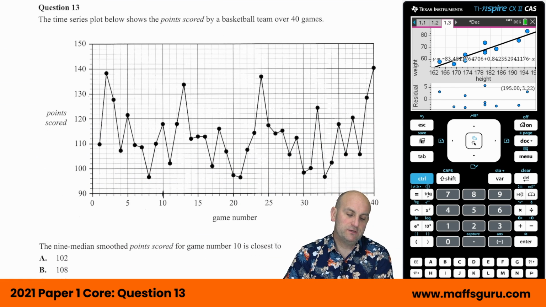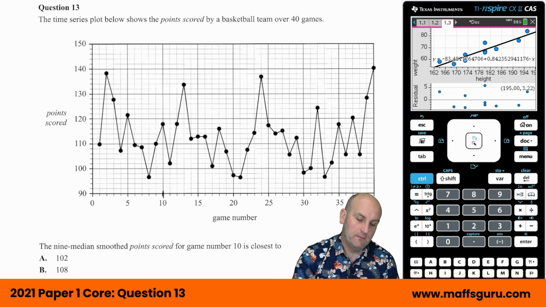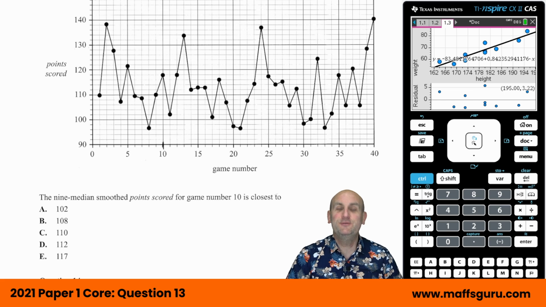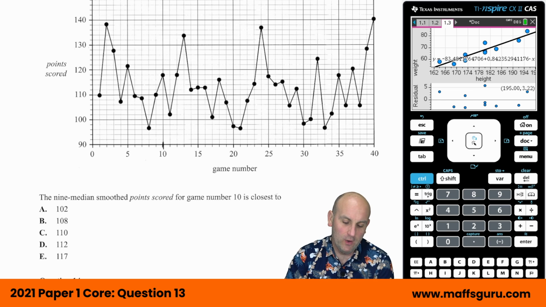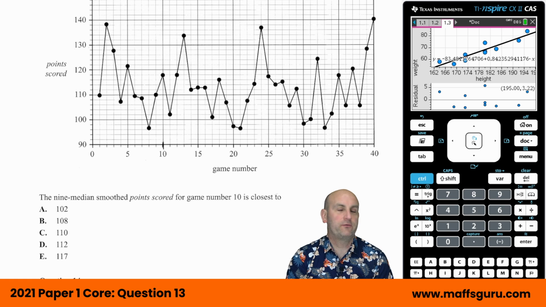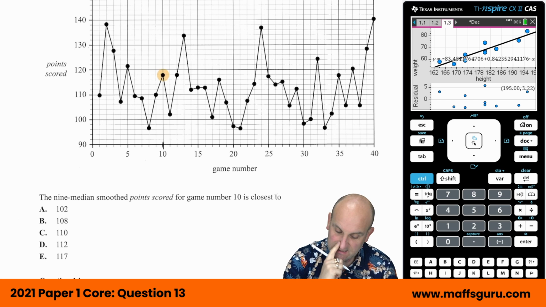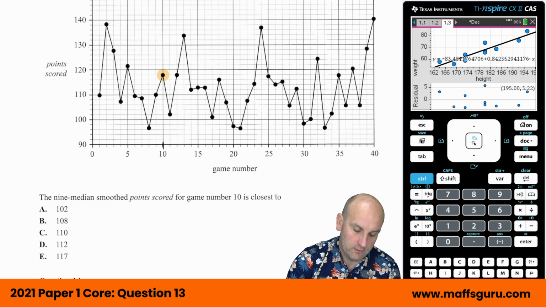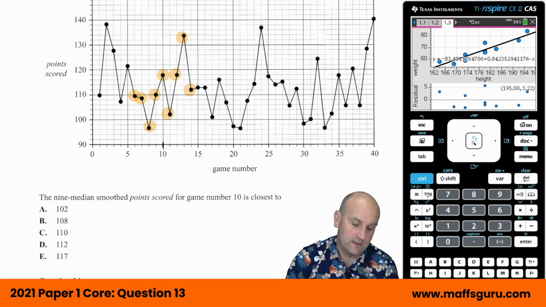The time series plot below shows the points scored by a basketball team over 40 games. The 9 median smooth. I've never seen 9 median before, but it doesn't matter. It really shouldn't matter whether it's 3, 5, 7, 9 or 100. Well, maybe 100. The 9 median smooth for game 10. So there we go, there's game 10. That means I now need 4 on the left and 4 on the right. 1, 2, 3, 4 on the left. 1, 2, 3, 4 on the right. So those are the 9 data points I'm going to look at.